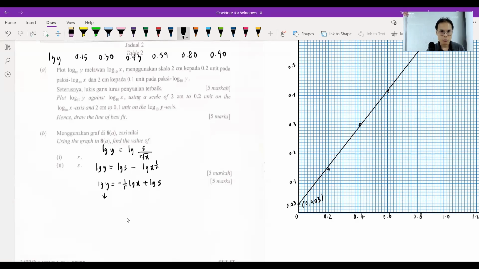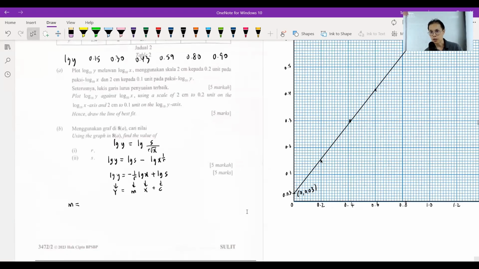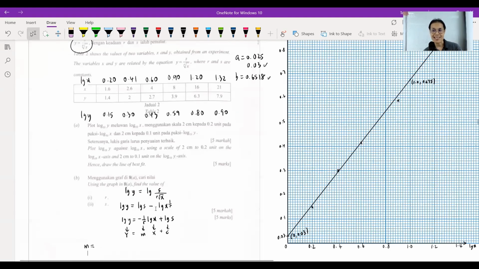This is your big Y. This is your gradient. This is your big X. And this is your C. So when you plot Lg y versus Lg x, the gradient is negative 1 over r. The y-intercept is Lg s. Okay, so let's find the gradient from the graph. Just now I used the coordinates 0, 0.03, and 1, 0.675.